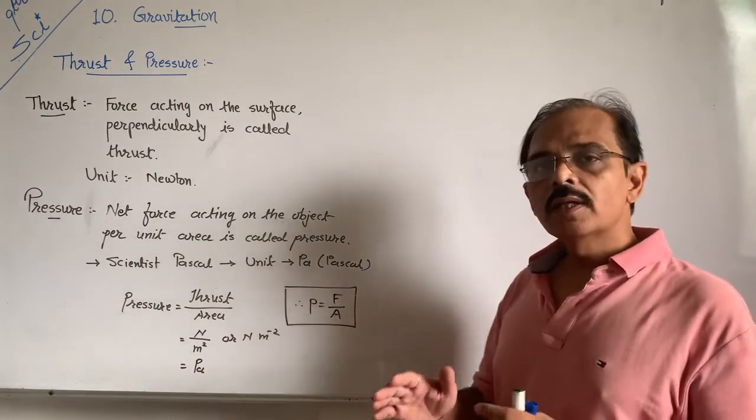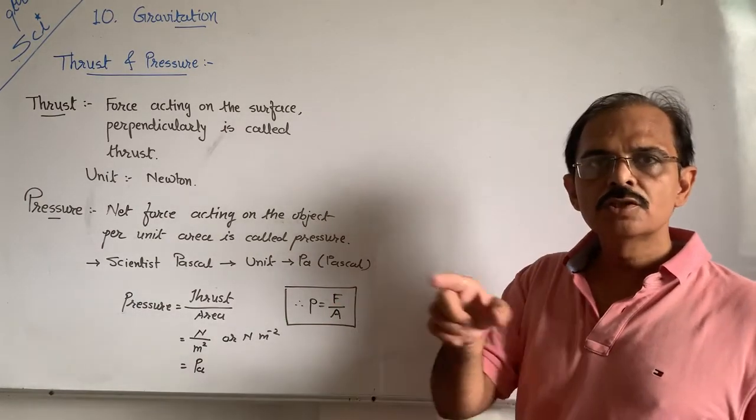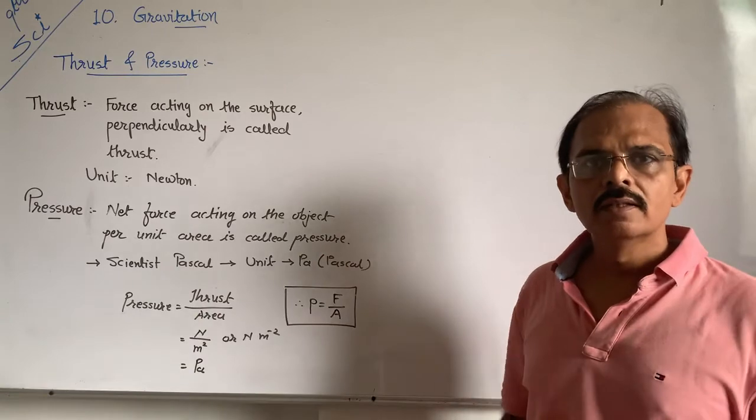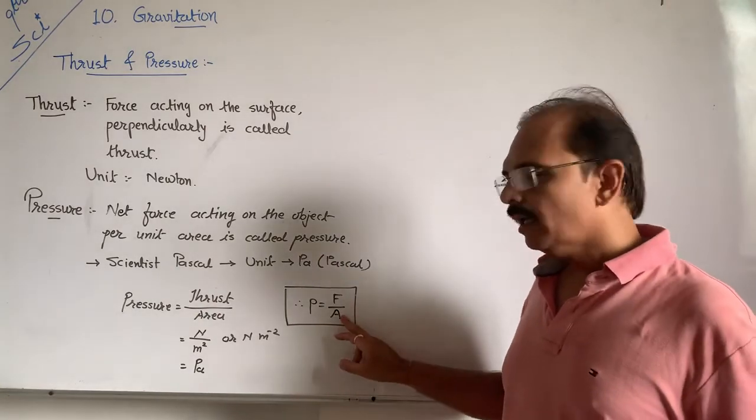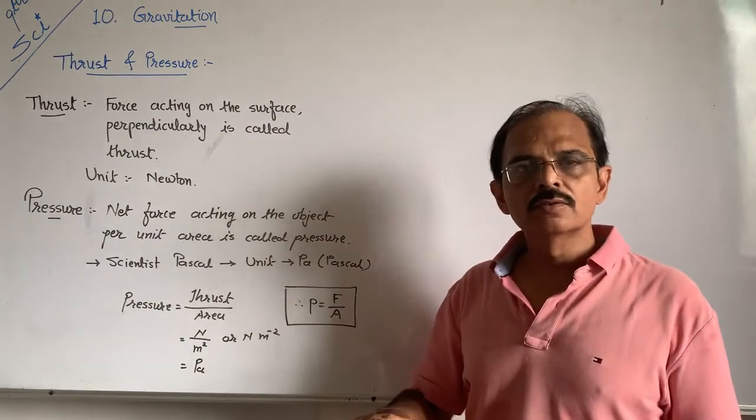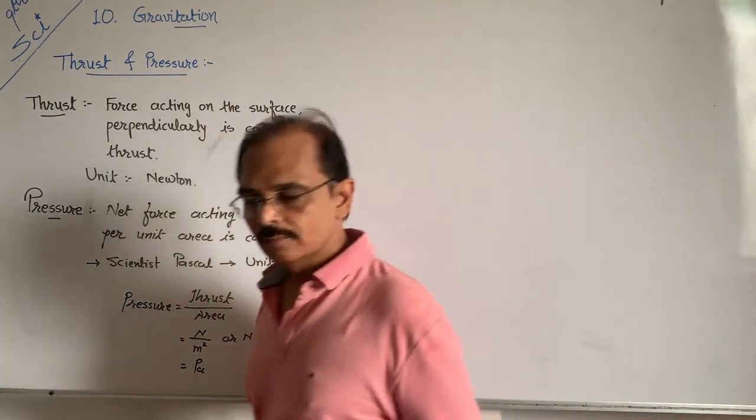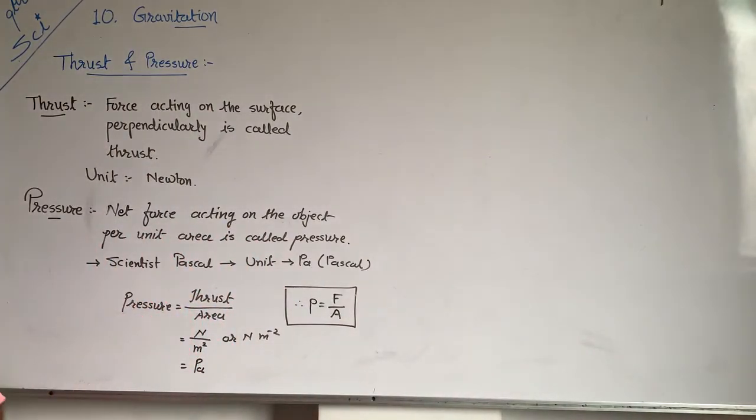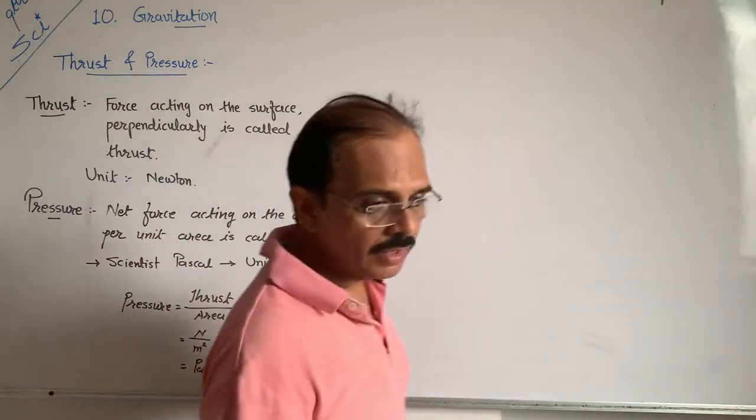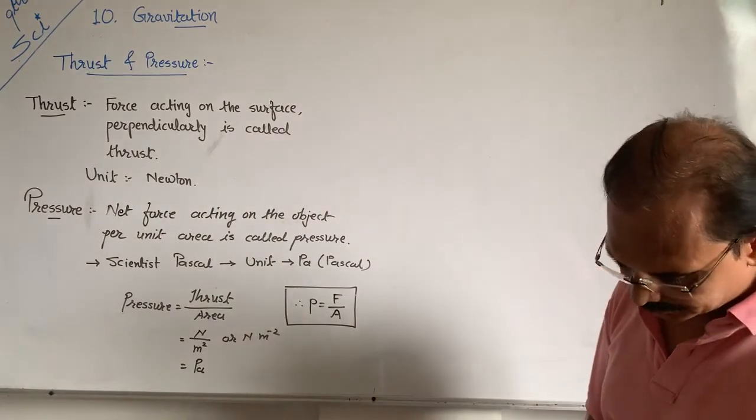If the tire of the truck becomes widened, or a tank runs on a big and wide heavy chain, then area increases. If area increases, then pressure decreases. So the truck can load many things, and it can weigh very easily. This is the fundamental of pressure, that is force upon area.